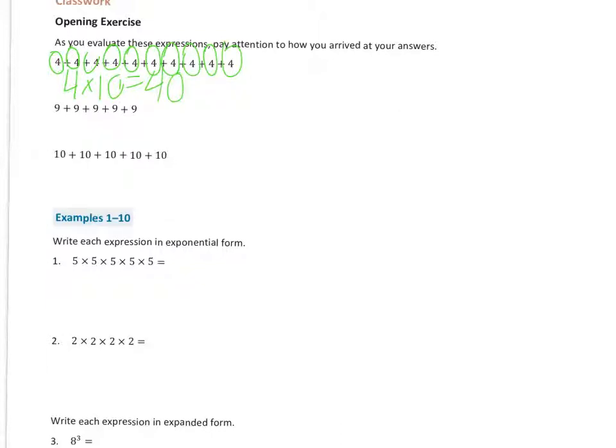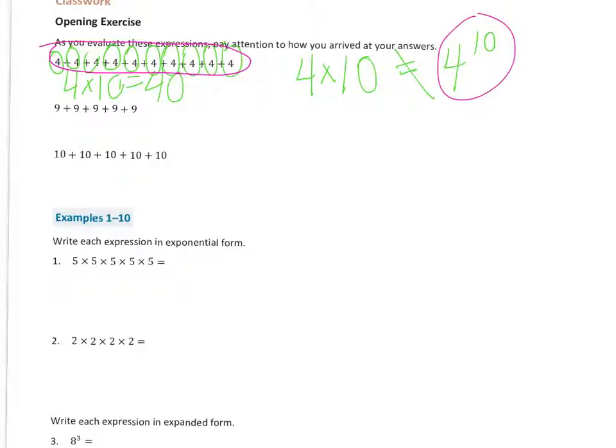Now what I want to point out, and this is going to be really important in this lesson, 4 times 10 is not the same thing as 4 to the 10th power. Not the same thing at all. Be careful you're not getting those confused. Because if you look here, this is 4 plus 4 plus 4 plus 4 plus 4 plus 4, ten times. 4 to the 10th power is 4 times 4 times 4 times 4 times 4, and so on. So you'd get very different answers. So 4 times 10 and 4 to the power of 10, not the same thing at all.